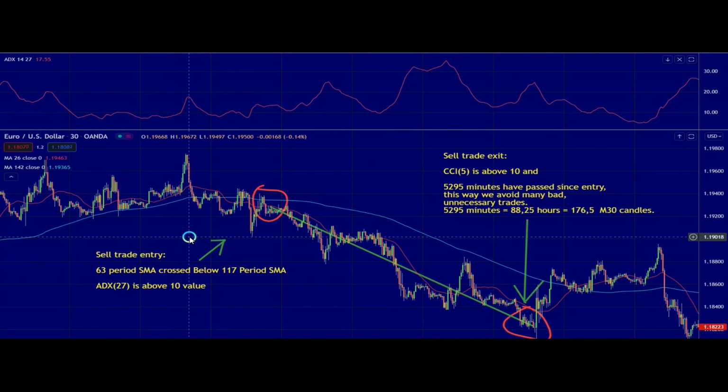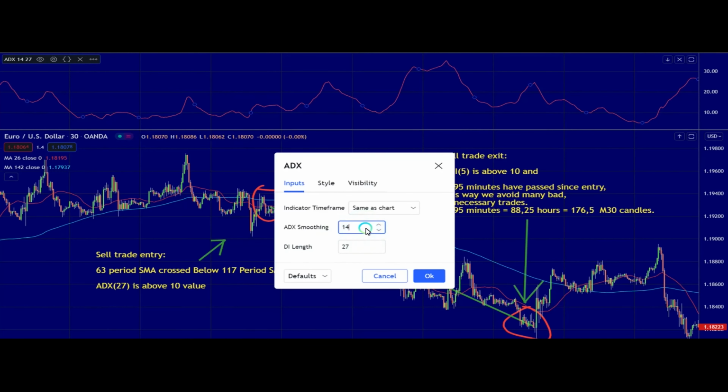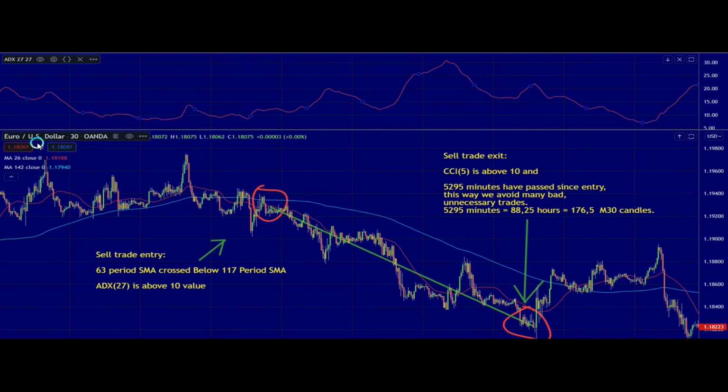First, I will show you the entry rules. Now, the entry rules are the following. When the 63 period moving average crossed below the 100 and 70 period moving average, and the ADX is 27 length, right here in that area, it is perfect, because before that it wasn't the case, so we couldn't take that trade.